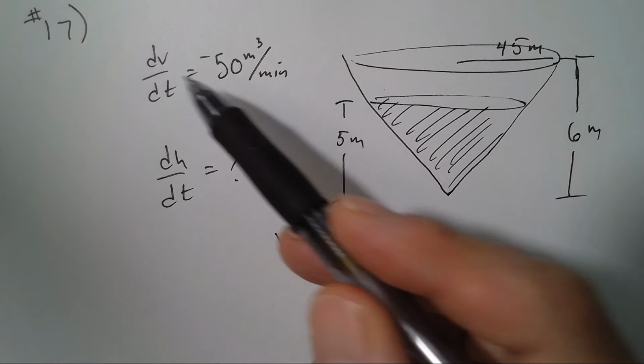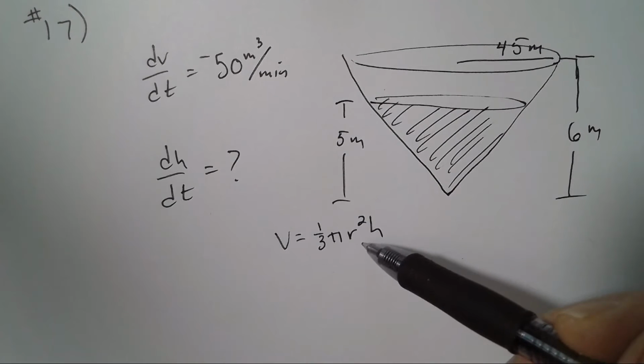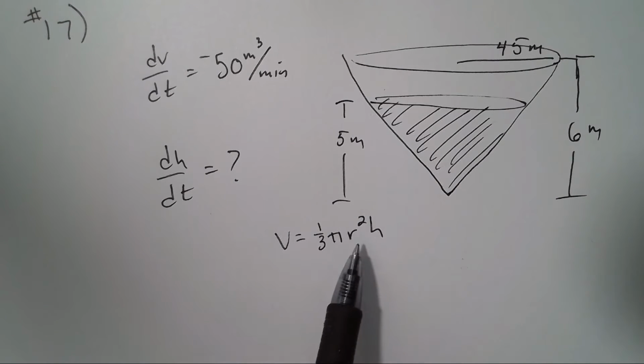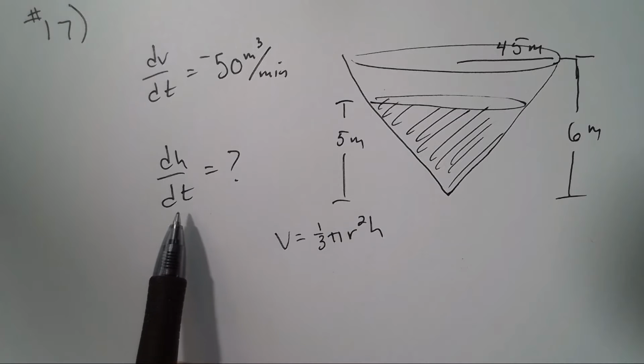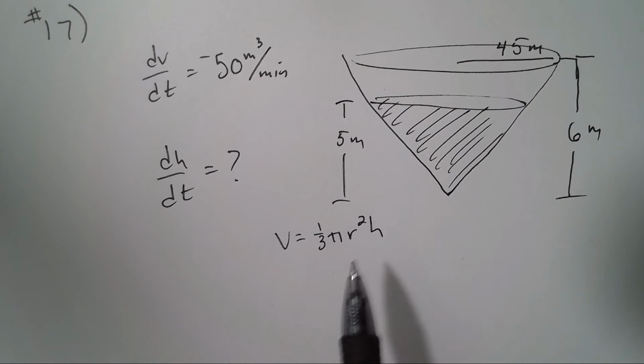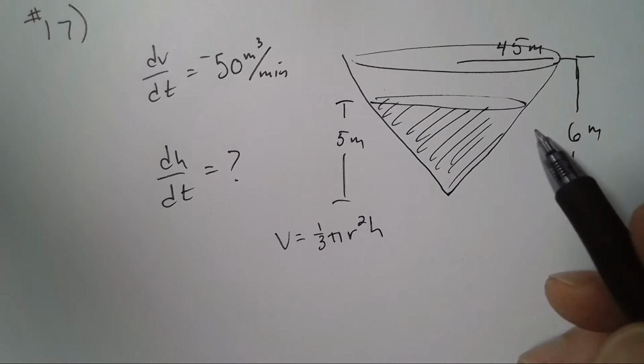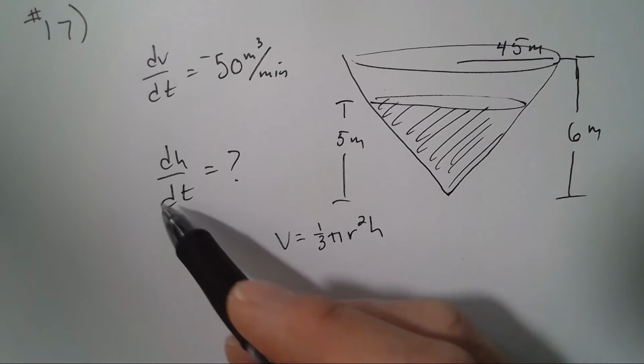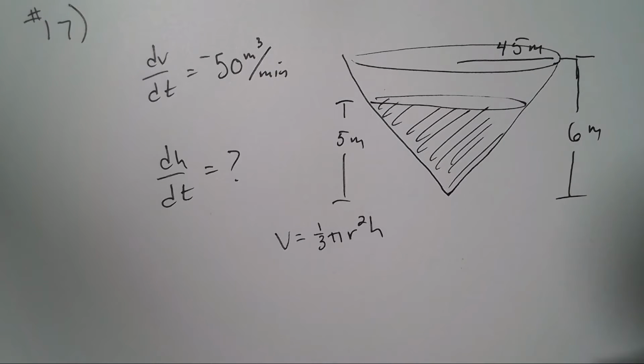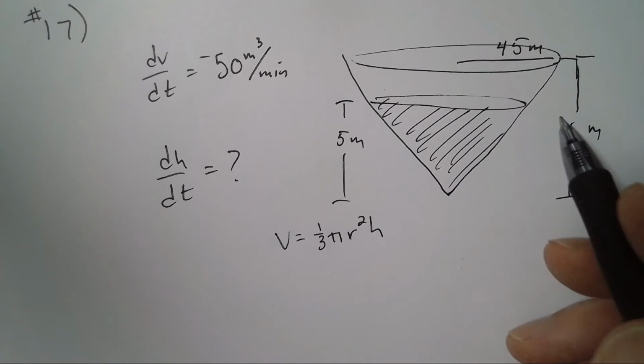We have dV/dt, but we have two variables, and we don't know what dr/dt is. As it is, we would need dr/dt to find dh/dt using that equation, so we need to eliminate a variable. We're looking for dh/dt, so we're going to have to eliminate r. So how are they related?